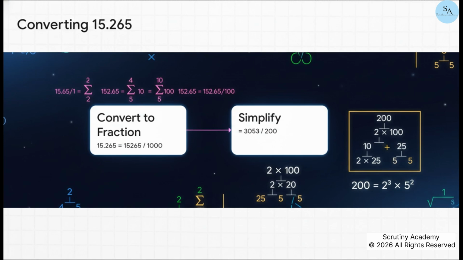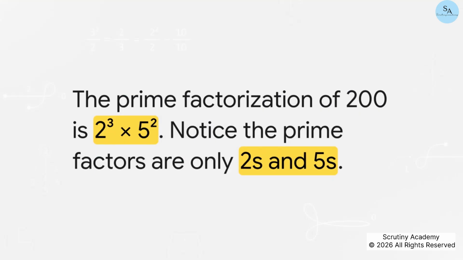Now, and this is an absolutely crucial step, don't forget it. We have to simplify it to its lowest possible form. When we do that, we get 3053 over 200. The number we really care about here is that denominator, 200. Okay, now for the really important part. Let's break down that 200 into its prime factors. What do we find? Well, it's made of just 2s and 5s. That's it. That's our first major clue. Let's keep that in the back of our minds.